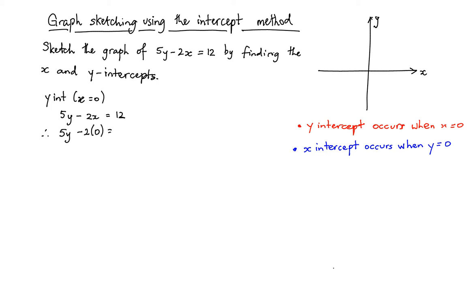So rewriting it with 0 replacing the x, this term now drops out completely, because 2 times 0 gives us 0. So it leaves us with 5y equals 12, and bringing the 5 over to the other side, by dividing, we'll have our y-intercept as 12 on 5, and I'll mark that in up here. So 12 on 5 is a bit under 2.5. It might help you to think of this in terms of a decimal.